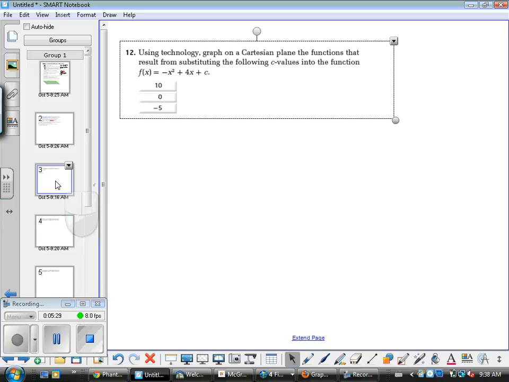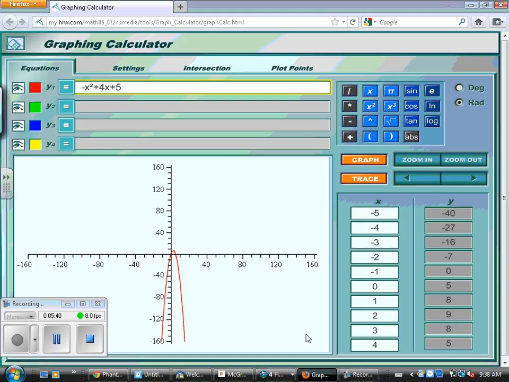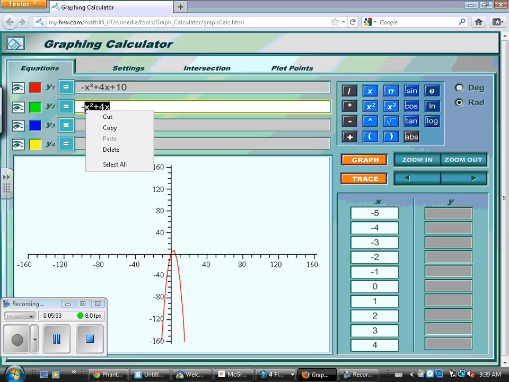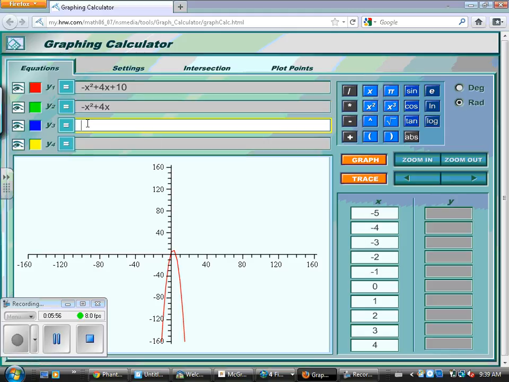So let's try a few different functions. We're going to have the first two terms the same. The only thing we're going to vary here is c. So we're going to take negative x squared plus 4x plus 10, and then plus 0, and one other. All right, so just inputting those: c equals 10 in the first one, c equals 0 in the second one, and c equals negative 5 in the third one. We'll just see what happens when we change that.